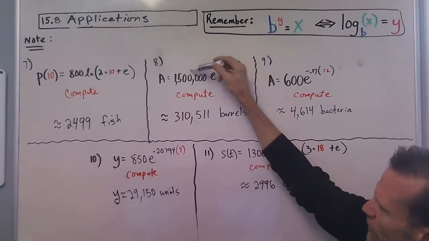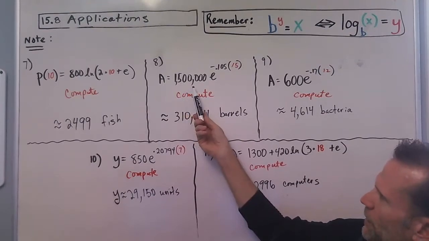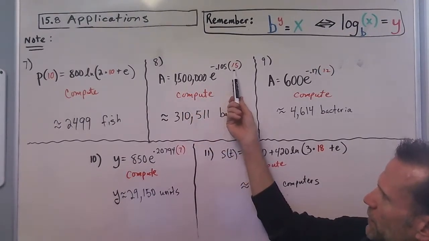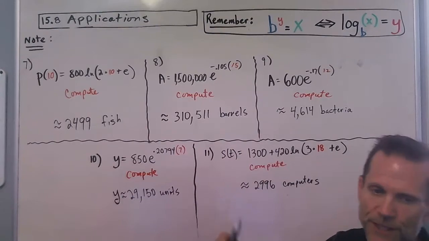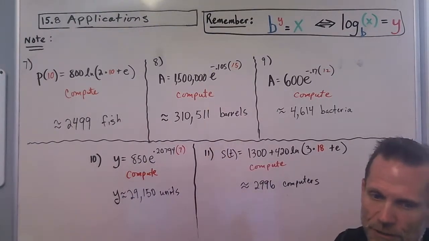Then this one here talks about the production of barrels of oil is modeled by this, and so here's our start production of 1.5 million, and we substitute in to see what happens after 15 years, and then you can tell this is a decay problem because of this subtraction here, okay?